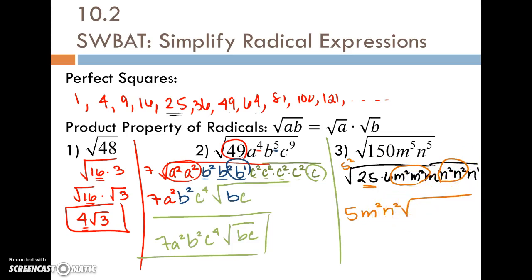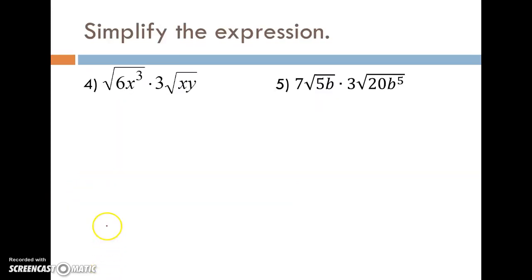And then I have my leftovers, and I'm going to leave those in the radical. So I still had a 6, so that's still in there. I still see an m, and I still see an n. And that would be your final answer. Didn't really have enough space to write them all under their own radical like I did here and here, but I just wanted to show you that in the beginning so that you can see it. All right, keeping it pushing.